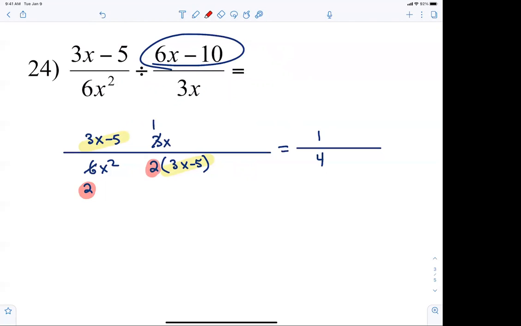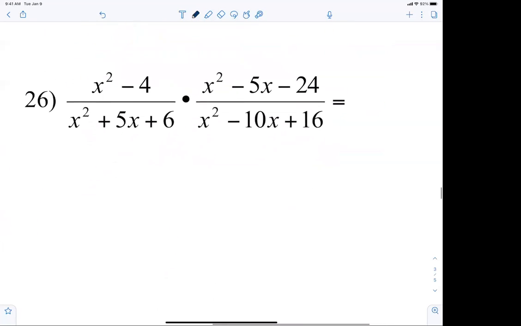And then you got to be real careful the way you're saying this. That x and that x squared reduces to a what? x on the bottom. So my answer is just 1/4x. Anybody have any issue with that? Anybody? All right, guys, that's pretty good.